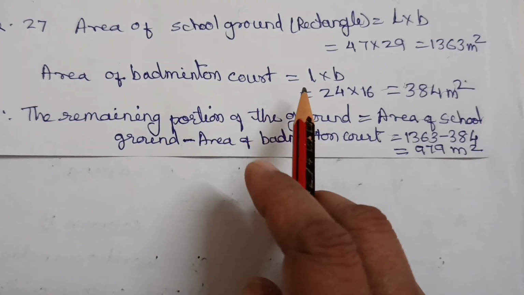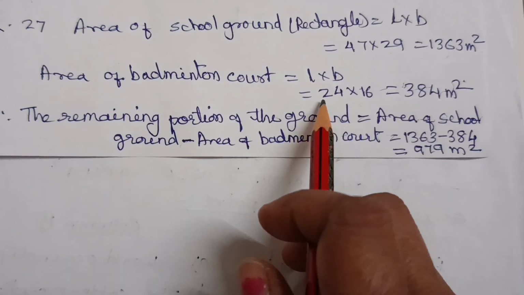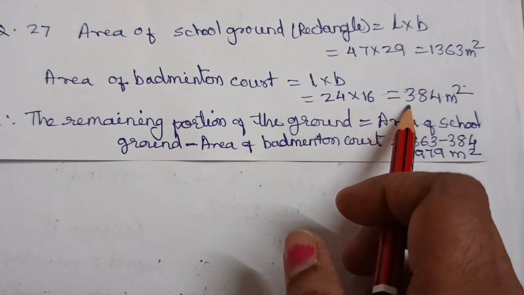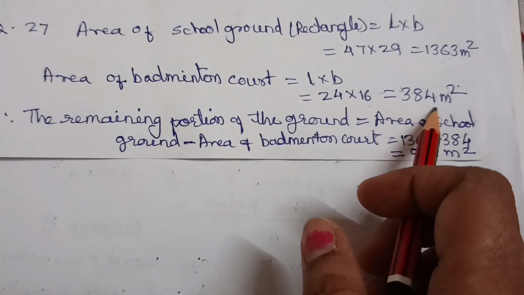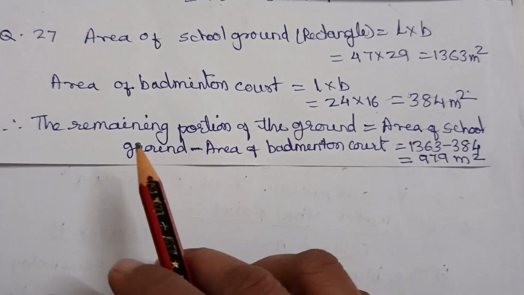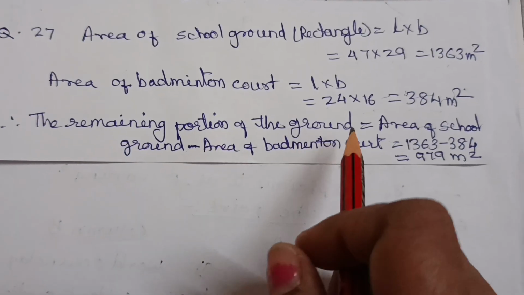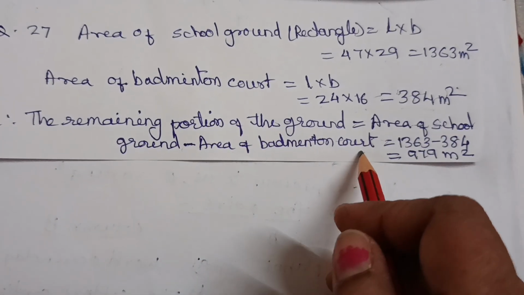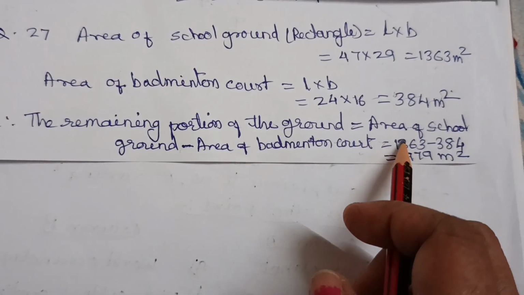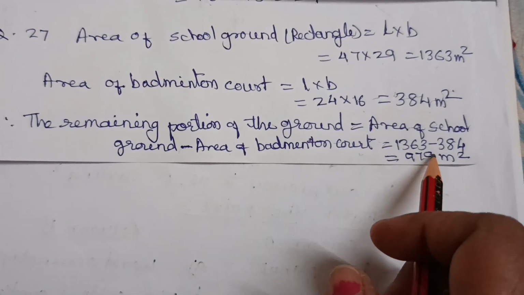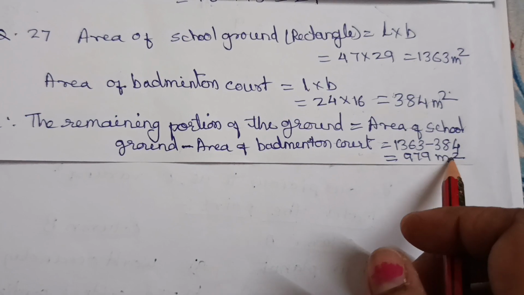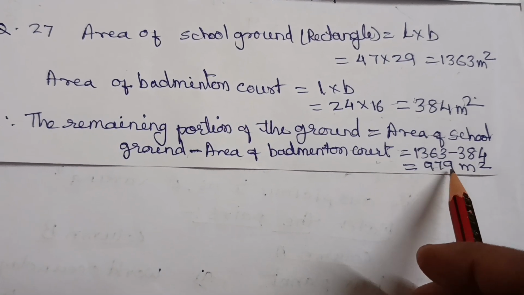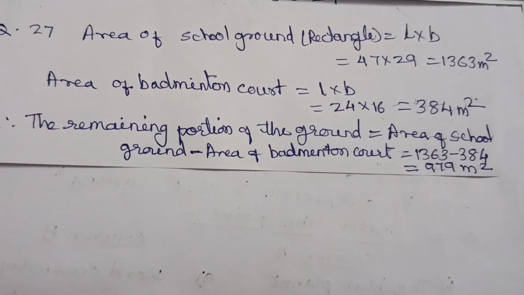Area of the badminton court is equal to length into breadth. Length is 24 and breadth is 16. So after multiplying here we are getting the answer 384 meters square. Therefore, the remaining portion of the ground will be the area of the school ground minus the area of the badminton court. So, area of school ground is 1363 and area of the badminton court is 384. So, after subtracting, we get the area of the remaining portion of the ground as 979 meters square.